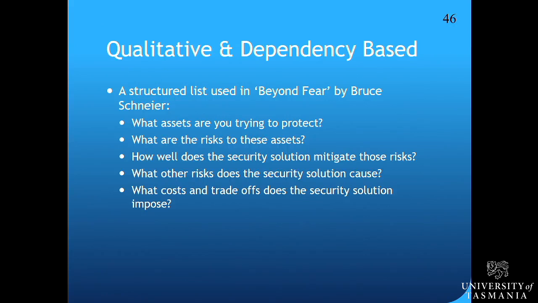This is based on assets and working back from them. What assets are we trying to protect? What are the risks? How well does the security solution we have mitigate those risks? What other risks does this security solution cause? By us putting a measure in place, does that add to our risk profile? Have we now got another mode of attack that's opened because that thing is there? It's a very important question. What costs and trade-offs does the security solution impose? What is the effect to us? What is the cost of it? And try to see the impact of our measure.